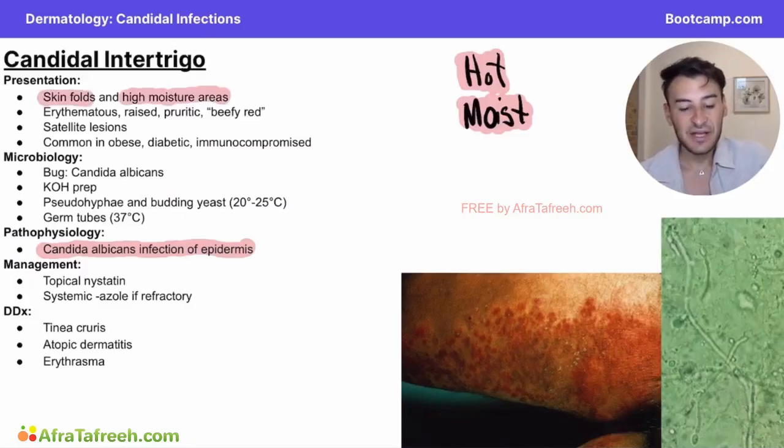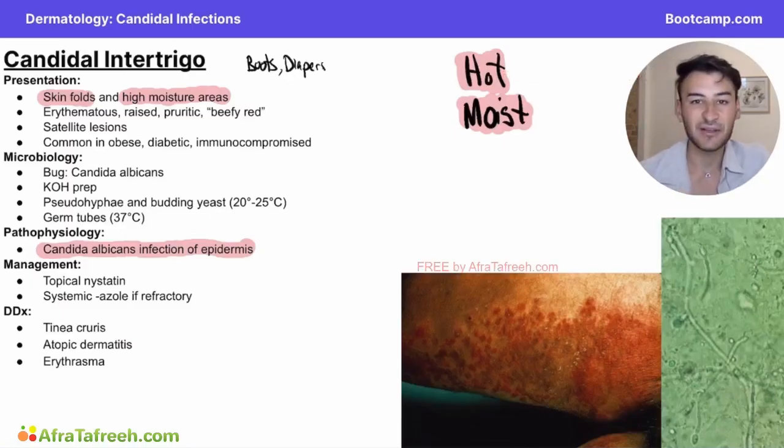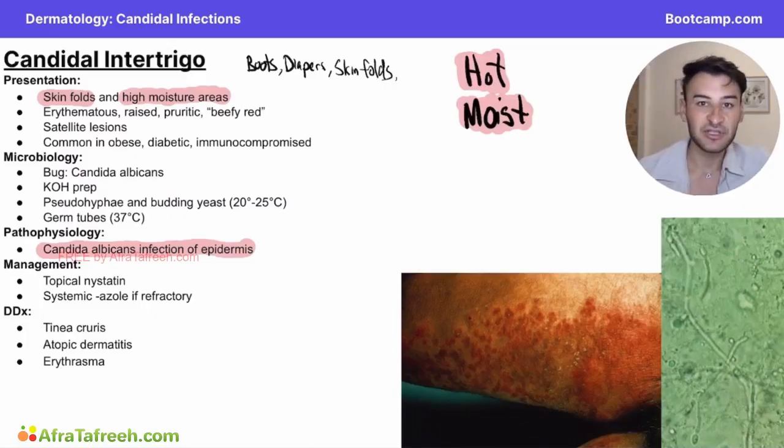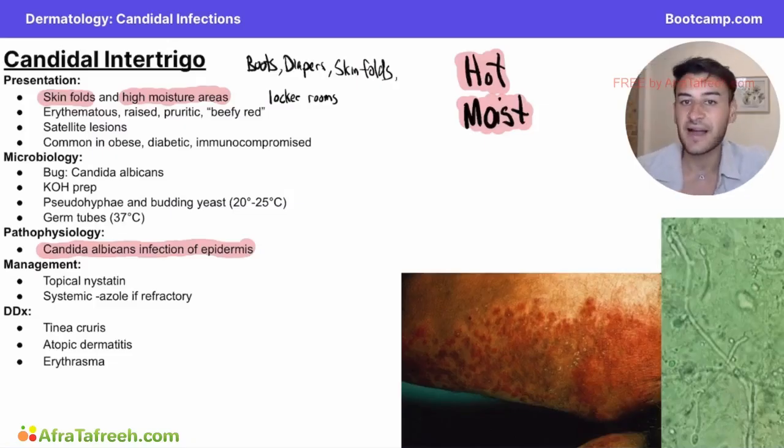So some things that I like to think of are boots that have very little ventilation, diapers, especially diapers that are wet and have been having a lot of urine and heat. And this applies to both babies and people who may be bedbound. Additionally, people with heavy skin folds. So, obese patients with a lot of overlapping skin are going to get Candida infections where they don't have a lot of ventilation into those skin areas. Additionally, people who are in hot and moist environments like locker rooms or jacuzzis or anywhere that is high heat and high moisture are going to be at risk for Candida infections.